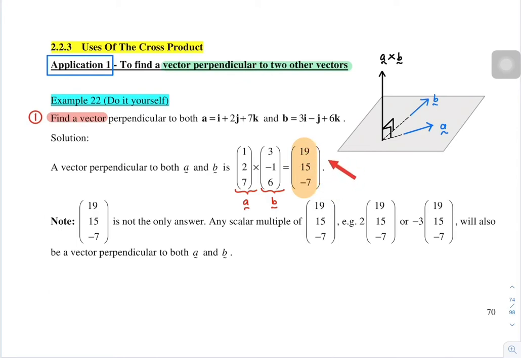And in order for us to check whether this column vector that we have obtained from the cross product of these two vectors is correct, we take this and dot with each one of these and see whether it is equal to 0 or not. Now the question actually asks us to find a vector perpendicular to both these two vectors. Alright, so any vector which is parallel to this vector will be a valid answer to this question.